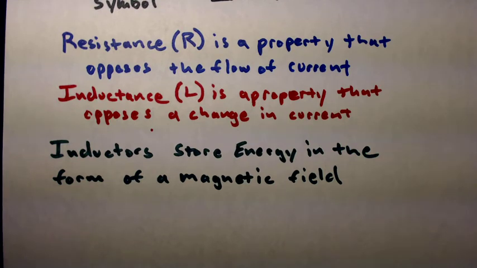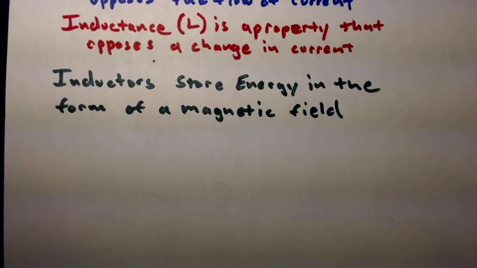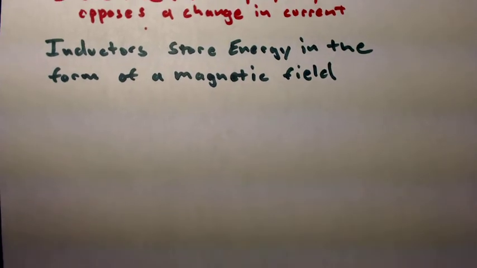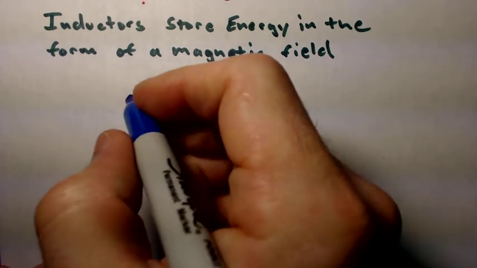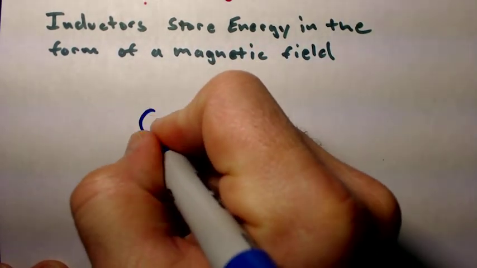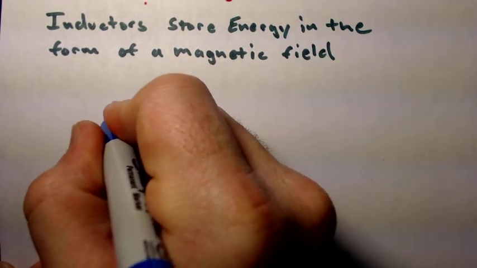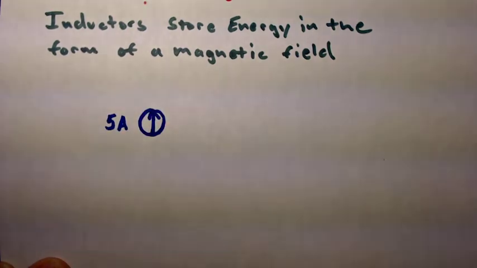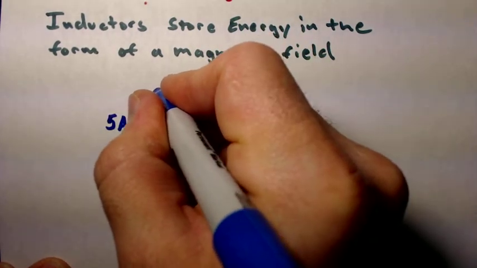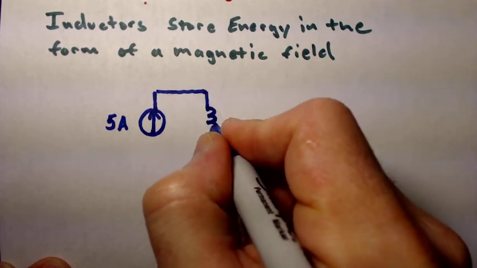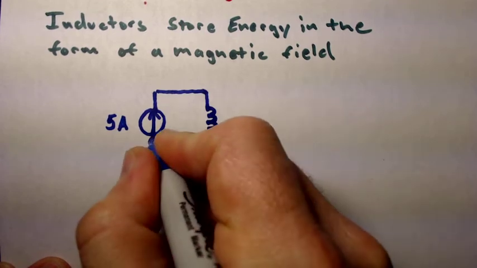Okay, so let's draw what that looks like. Let's draw a simple circuit here using an inductor. I'm going to give myself a constant current source just because it makes this quite a bit easier. Let's say it's got 5 amps of constant current, and let's put this into an inductor.